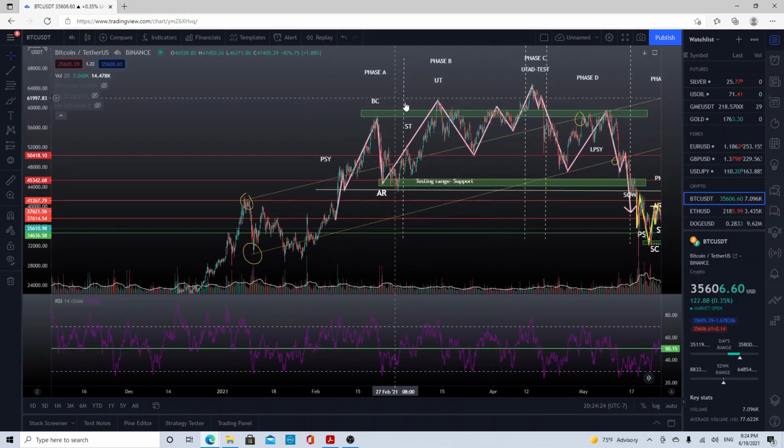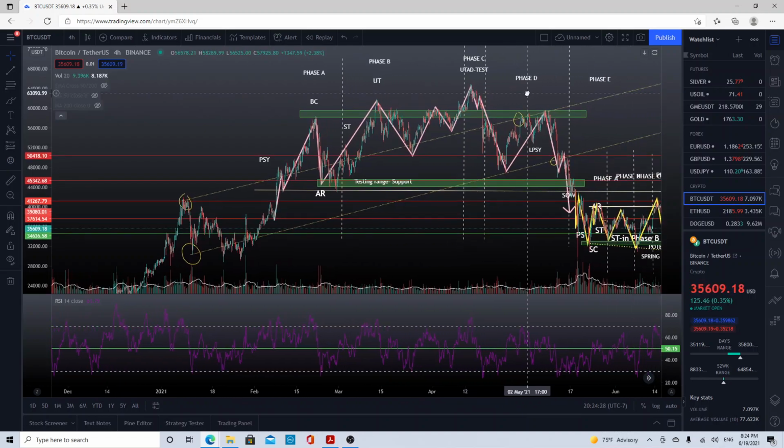We have a phase A, phase B, phase C, and phase D. If you go to Google and look at the distribution schematic of a Wyckoff event, you'll be able to picture this really well with what I'm looking at right now. Put it in front of your screen and see how it resembles it really well. But that's not the only thing you need to be doing.